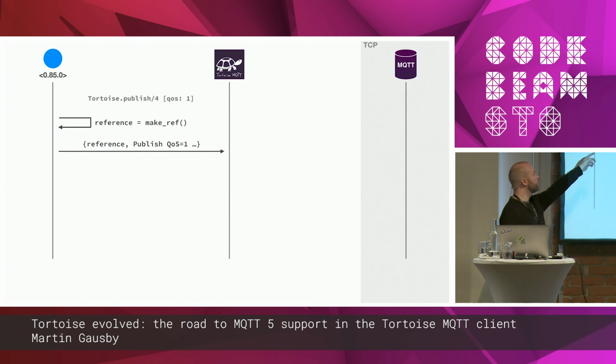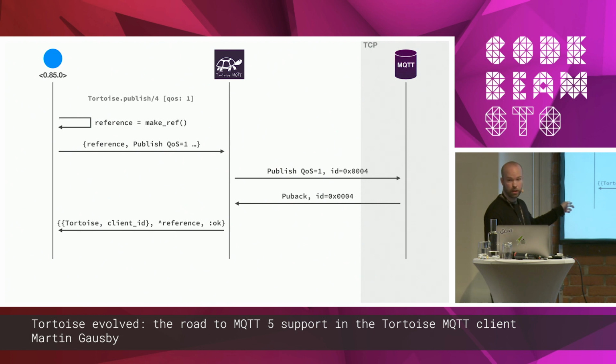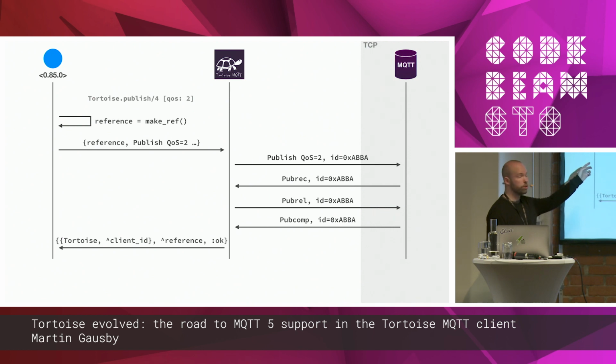But for QoS 1, we create a reference, and then we send the publish into Tortoise with that reference. The reference coming out of makeref is native to Elixir, so this is Elixir semantics. Then Tortoise will send our message to the broker with the correlation ID that is native to MQTT, and then we will send back the response like this. And basically, this is the same semantics for QoS 2, just a bit more work for Tortoise to do to fulfill the QoS 2.